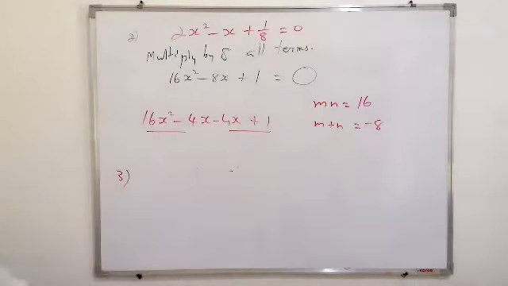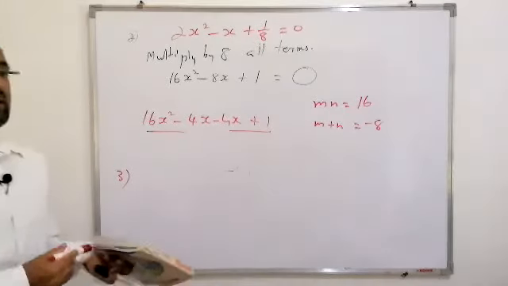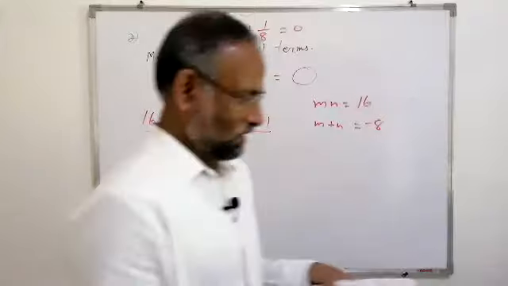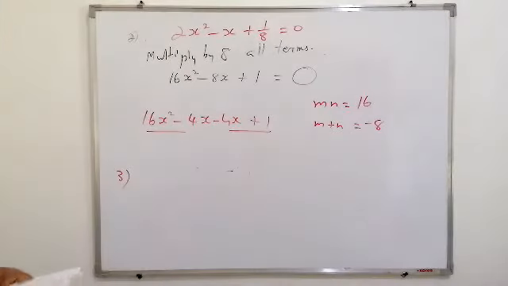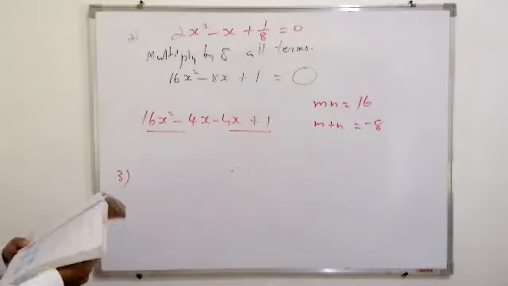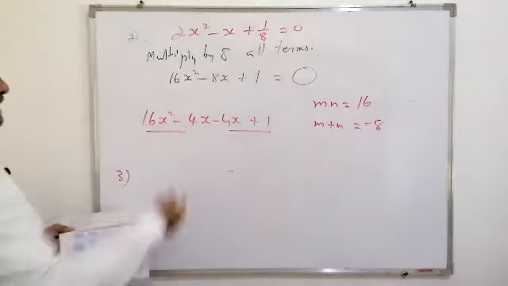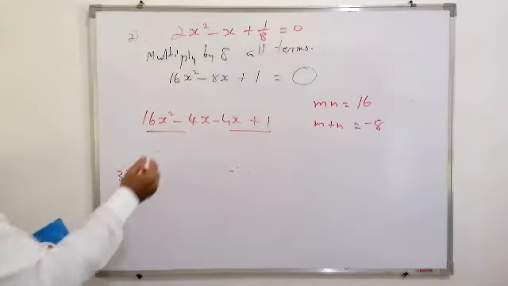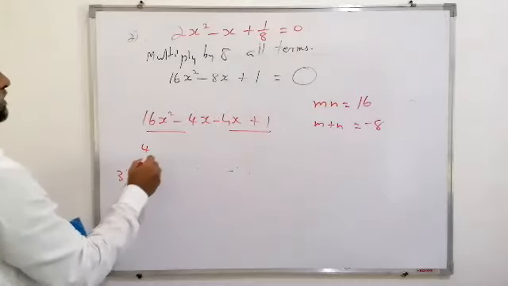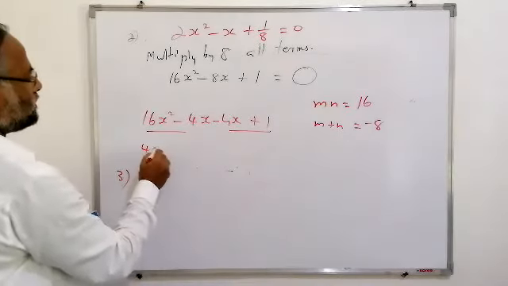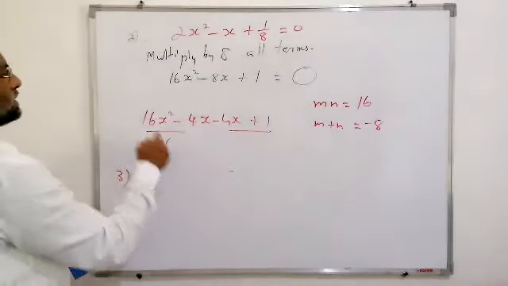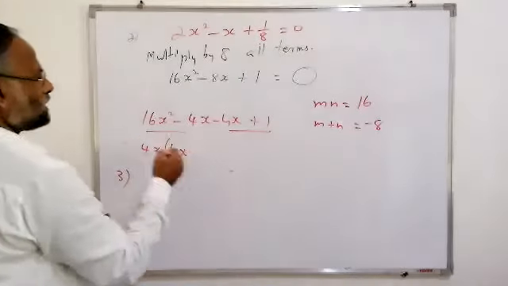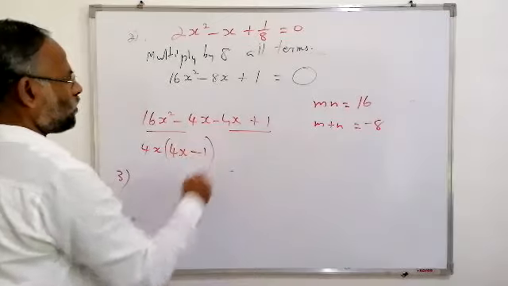Third question. You can complete that. Now write the third question, because time is running. We are late, 3 minutes more. Here, 4x you can take outside. 16x divided by 4x, that means 4x. 4x outside means nothing there, you can call it 1.